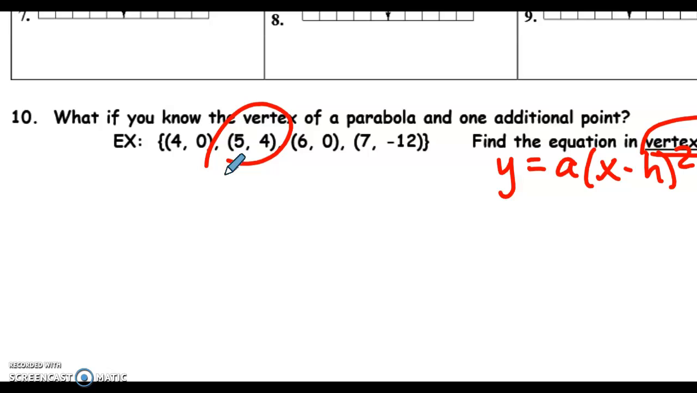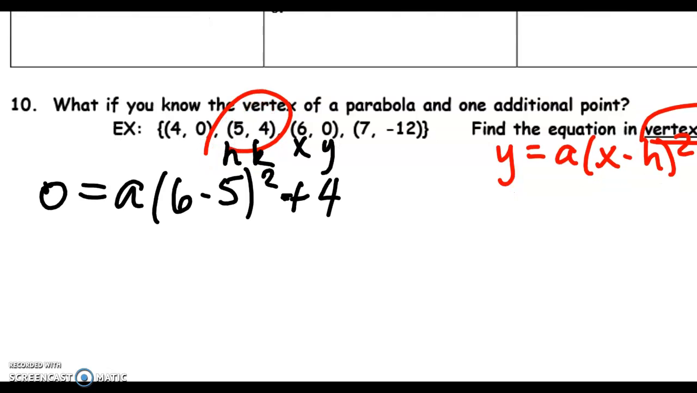Hopefully that sounds familiar. You can pick any of the remaining points as your x comma y. You just cannot pick the vertex as x, y. So I'm going to choose to do this using our vertex of (5, 4), and then the x, y of (6, 0). By taking the model written in red, you can plug in the values for y, x, h, and k, leaving a as just the variable a. Then use your order of operations to try to solve for a.